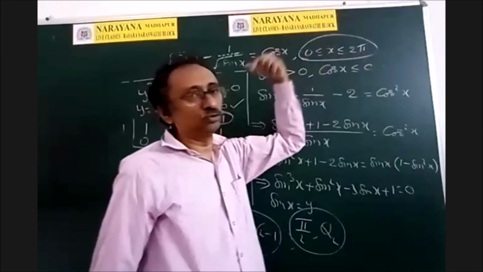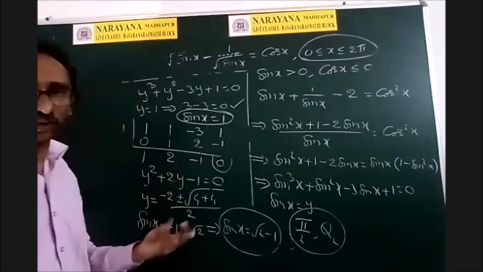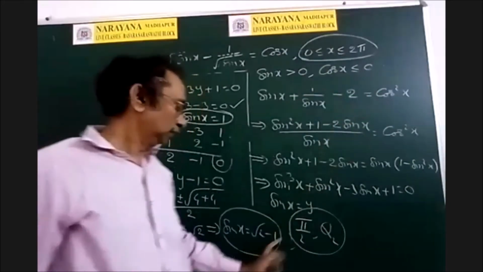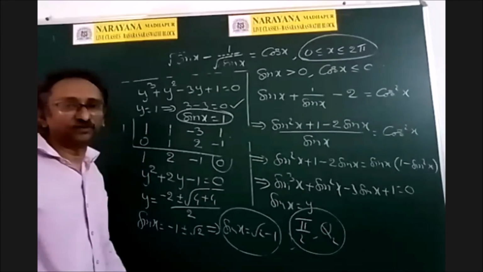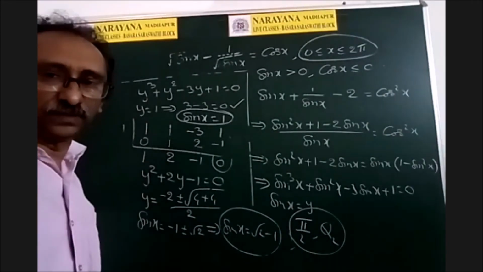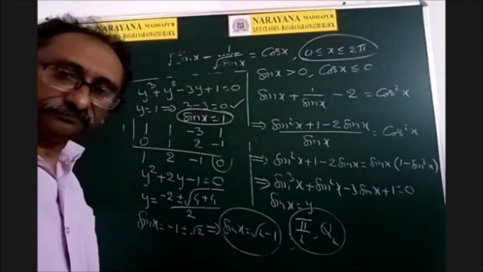Actually from 0 to 2 pi, sin x has two values, one in the first quadrant, one in the second quadrant. But cos x must be negative, which means you will get the value in the second quadrant only. Okay. Right. I will show that division once again. Now any doubts? No, sir. Thank you, sir.